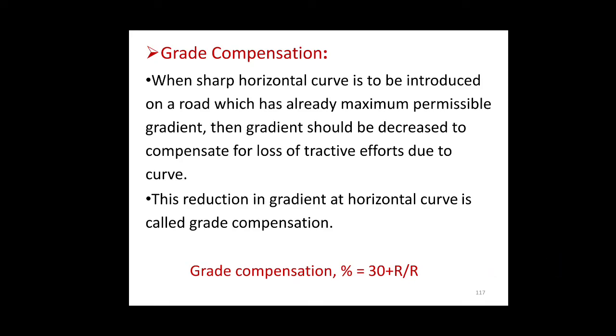Grade compensation, when expressed in percentage, is equal to (30 + R)/R, which is subject to a maximum value of 75/R, where R is the radius of the circular curve in meters. The grade compensation is not necessary when the gradient is flatter than 4%.